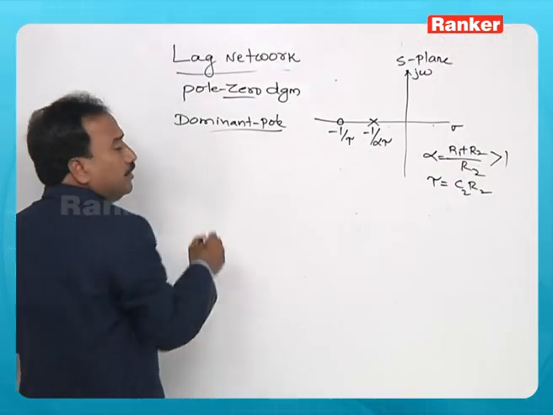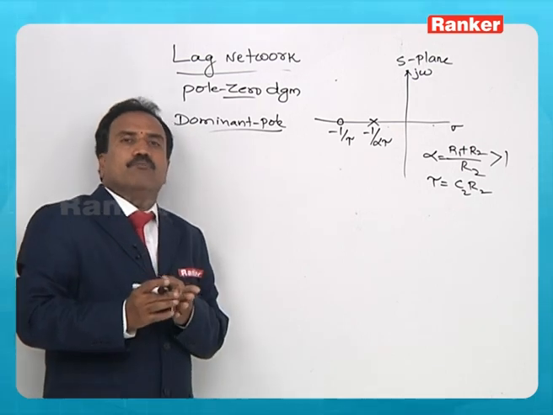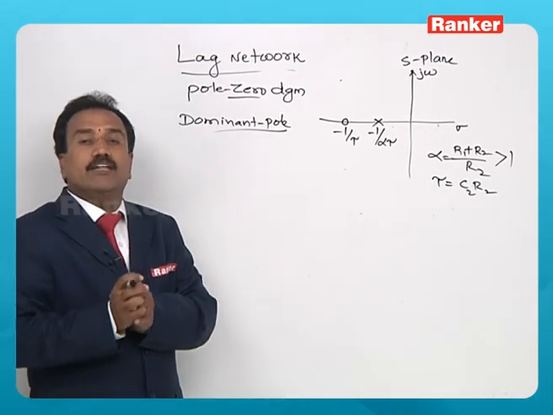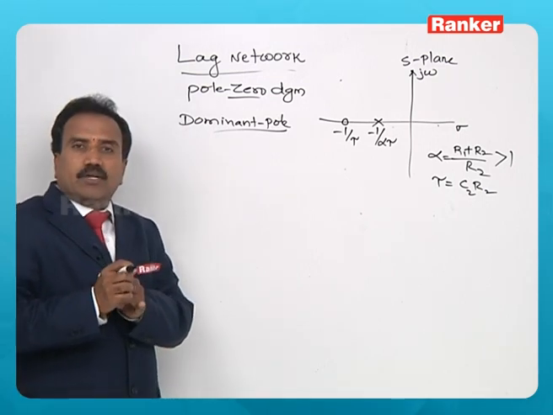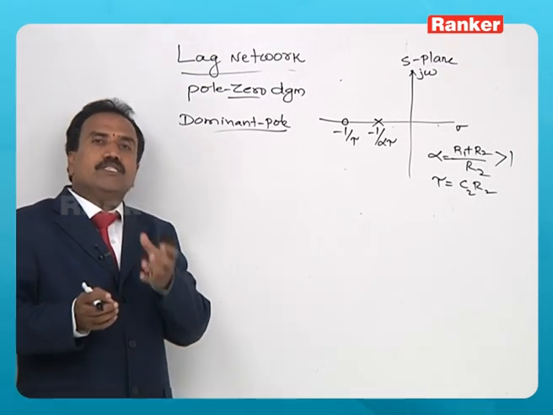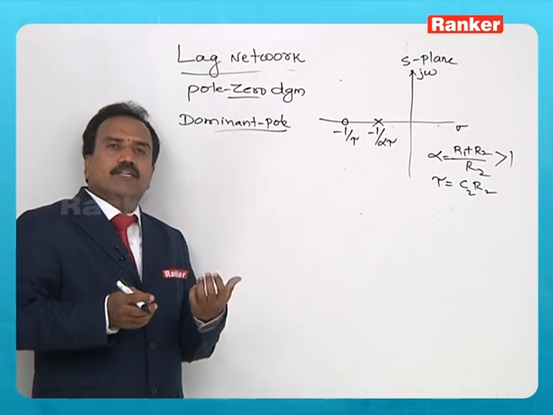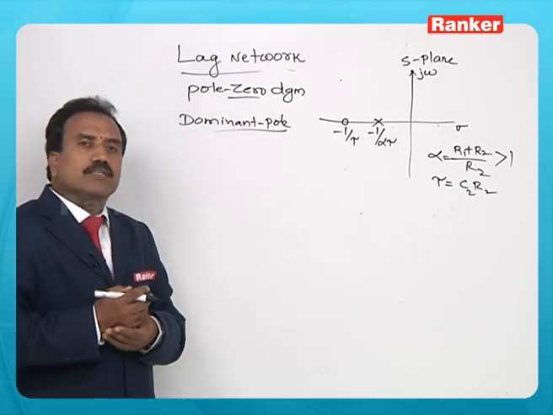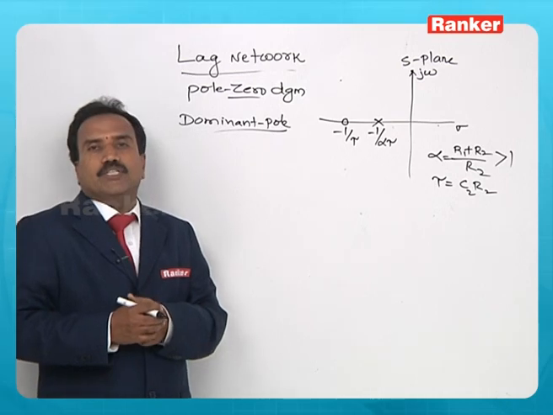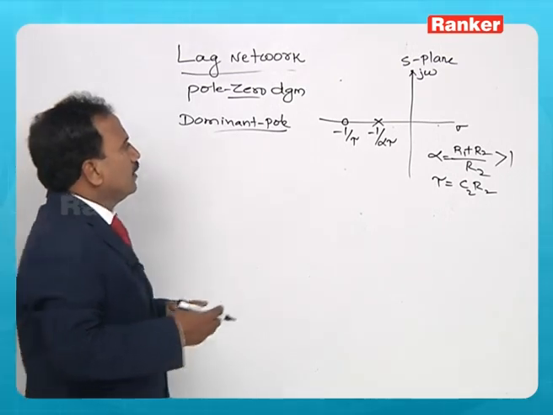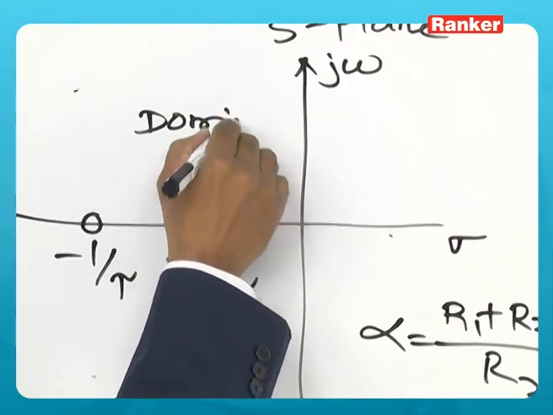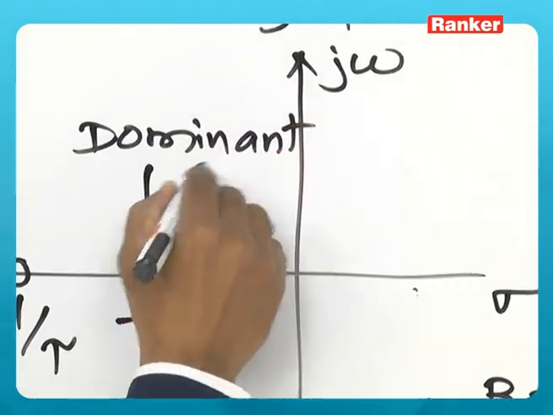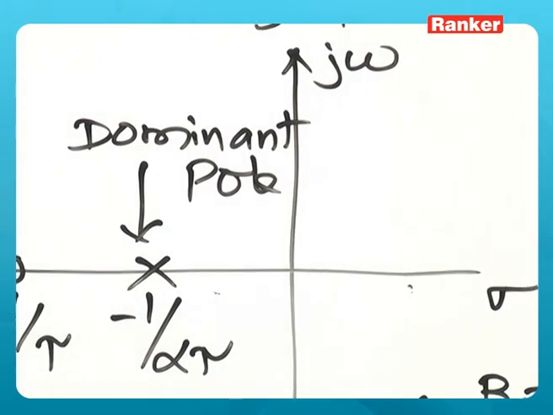That means dominant is the word that is used. Pole contributes negative angle. So that's why it is called a lag network. The phase of the output of the lag network lags the phase of the input voltage. This is the reason why a dominant pole will decide that it is a lag network.